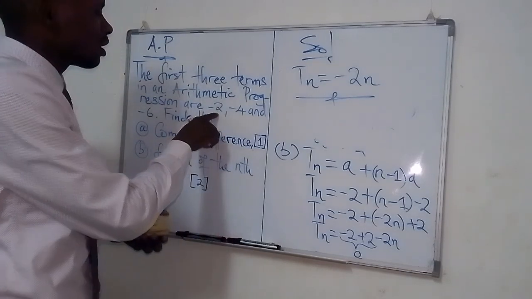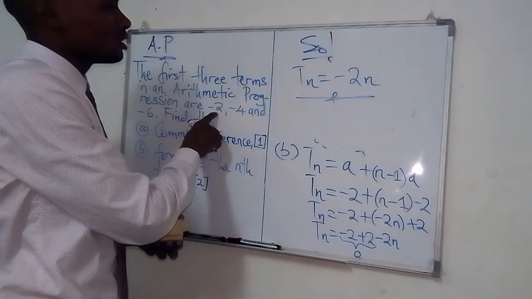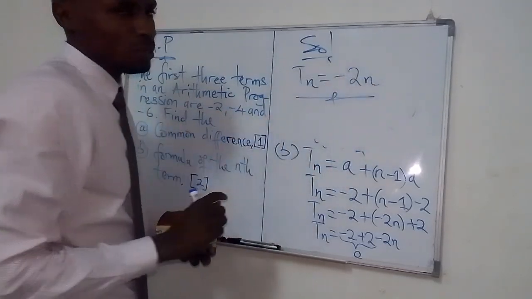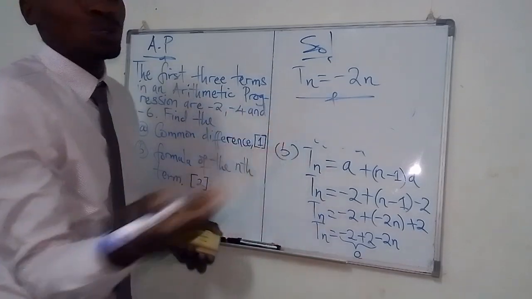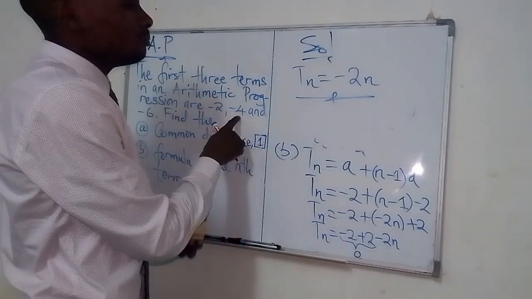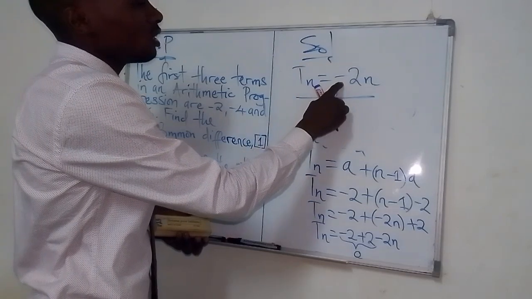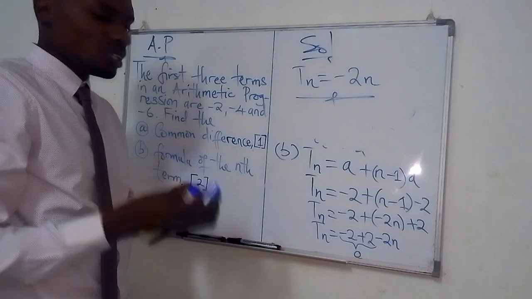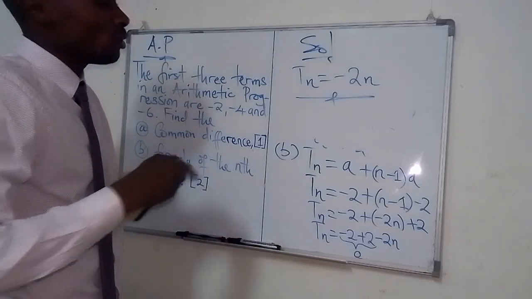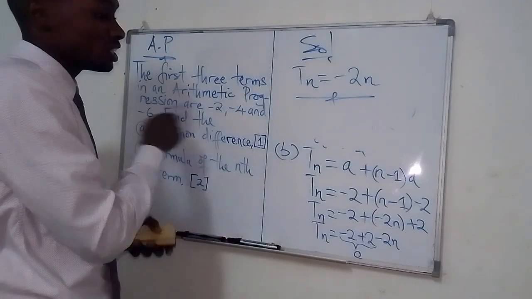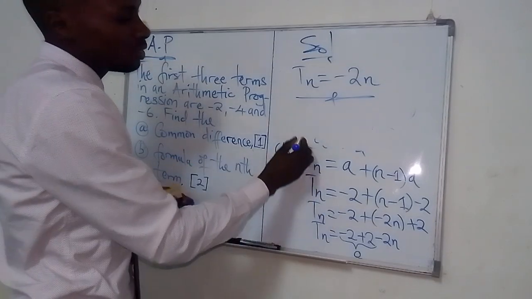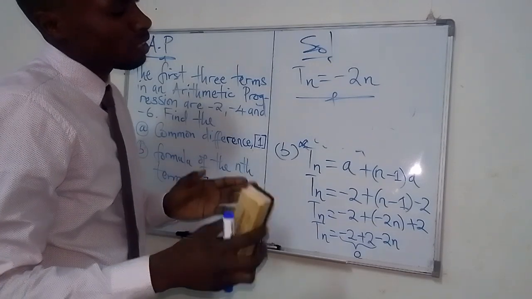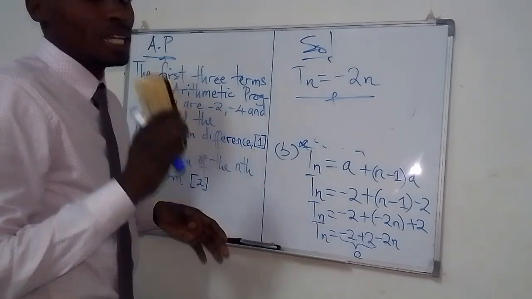For example, if the term is in position 1, T1 is equal to negative 2 times 1. And what is negative 2 times 1? It's just negative 2. If you try out position 2, n is 2. So T2 equals negative 2 times 2. What is negative 2 times 2? That's negative 4. So this formula can be used to get any term. This one is specifically for this progression here, but the general formula is this one here: Tn is equal to A plus open bracket n minus 1 close bracket D.